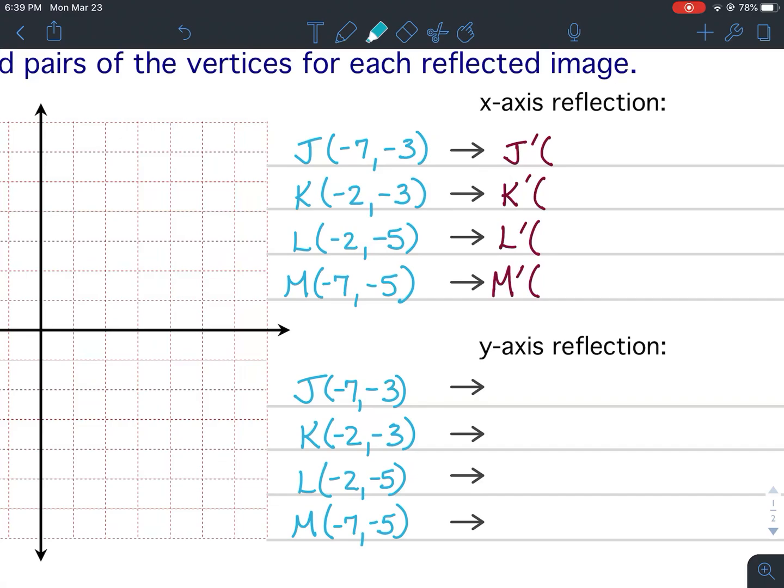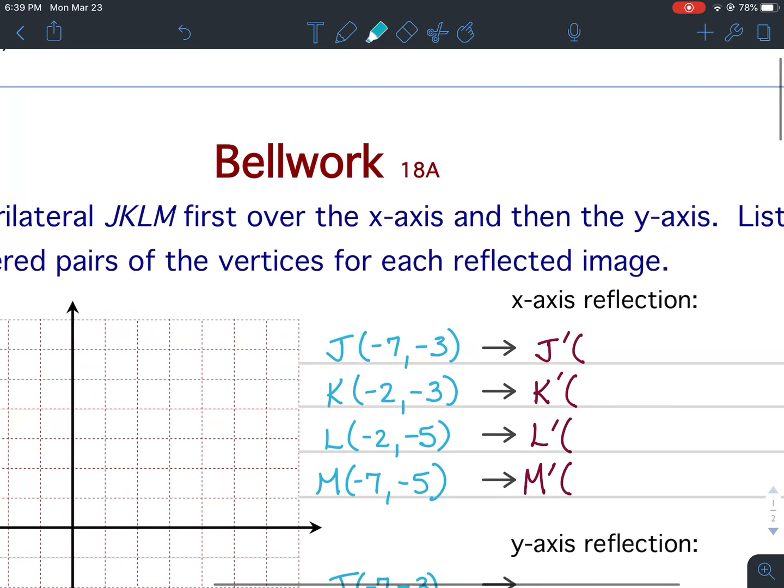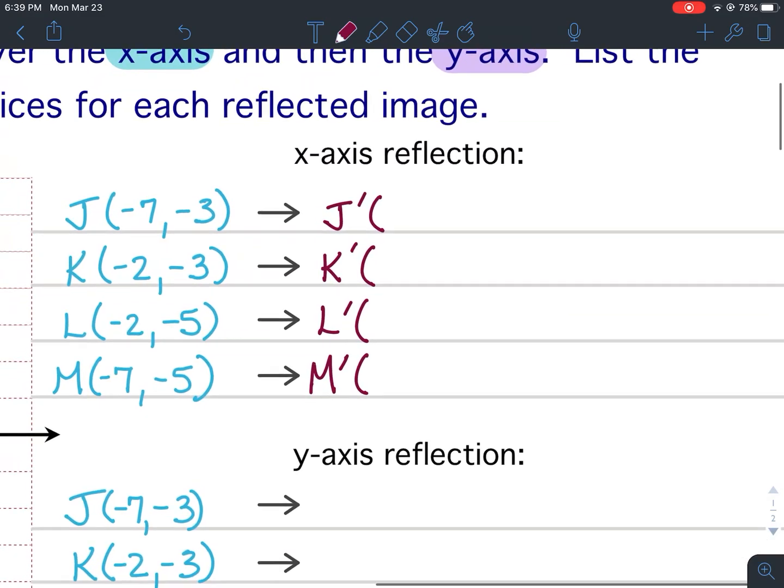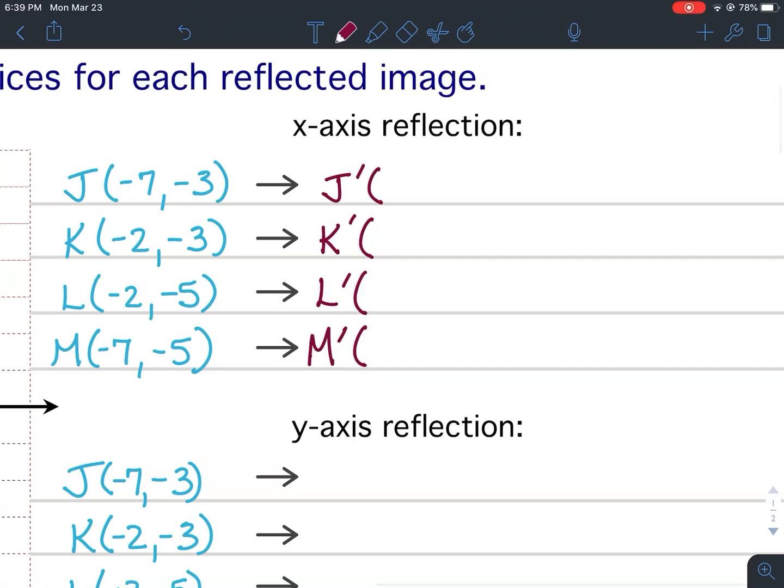Okay, so the first thing we're going to do is reflect it over the x-axis. The second will be to reflect it over the y-axis. So let's start with the x-axis. If you're going to reflect an object over the x-axis on the coordinate plane, that means that your x-coordinate will stay the same, and you will take the opposite of the y-coordinate.